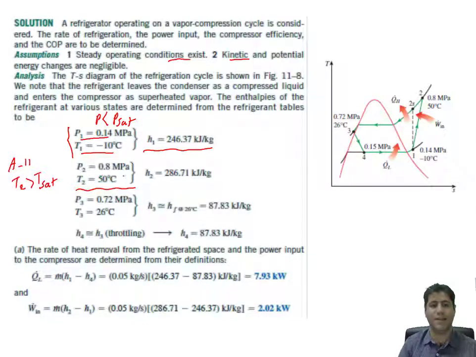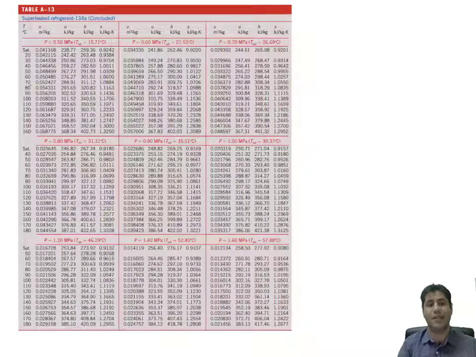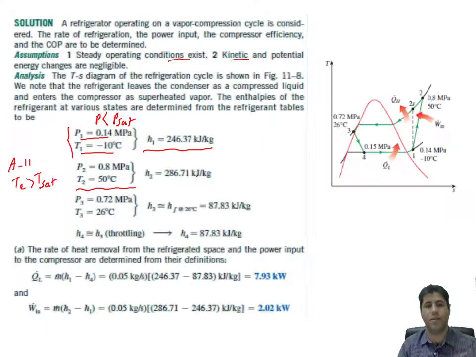To find the enthalpy for this state, again we need to refer to the superheated table. The pressure is 0.8 megapascal, and the temperature is 50 degrees Celsius. Again, we can simply find the enthalpy here, 286.71. You can see we have found it in the table and written here H2, or enthalpy for state 2.